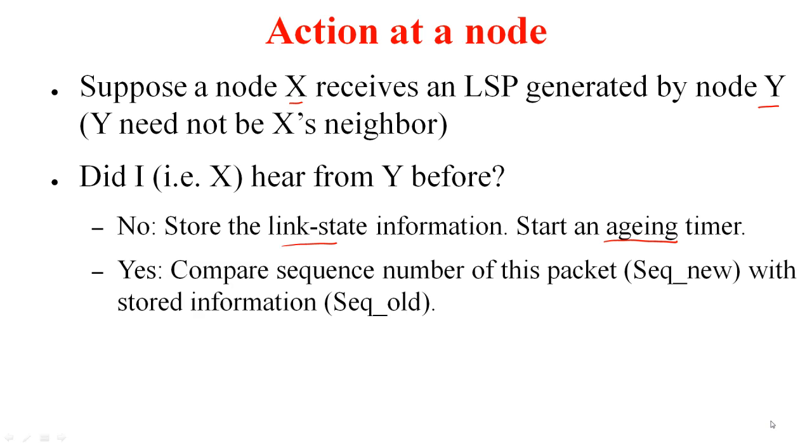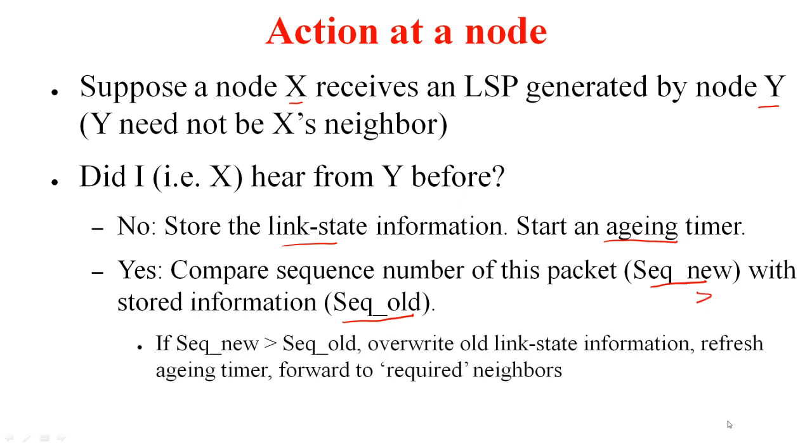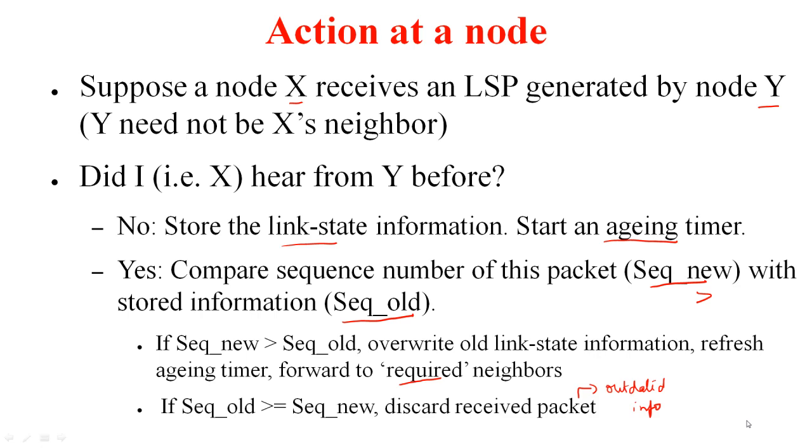Then it should compare the sequence number of this new packet with the sequence number that is already stored. If the sequence number new is greater than the sequence number old, what should the node do? Override the old link state information, refresh the aging timer and forward to the required neighbors. You don't have to forward to all, you will have to forward to a subset of the neighbors depending on where you got this information from, like we talked about earlier. What if the sequence number new is less than the sequence number old? You discard the received packet because you got some outdated information.